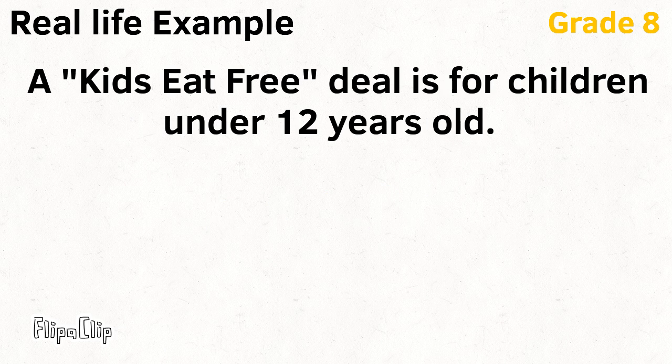So here's the third example. A kids eat free deal is for children under 12 years old. Let's represent all the ages that a child can be so that he or she could eat free. First, we have to find the variable and the constant. In this case, our variable is x and our constant is 12. We are going to use the less than symbol, because a child could only eat free when he or she is younger than 12 years old. This is read as x is less than 12.